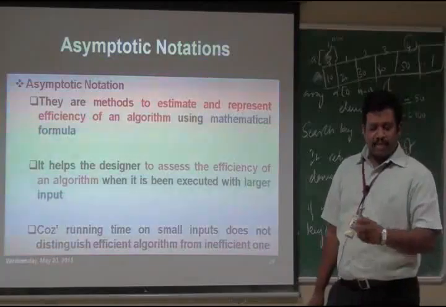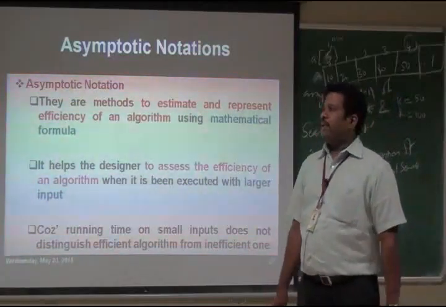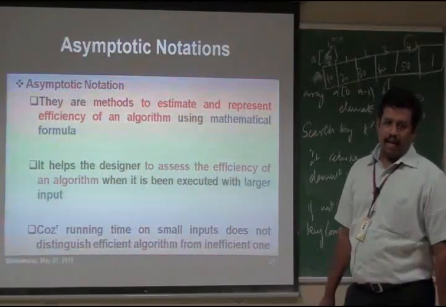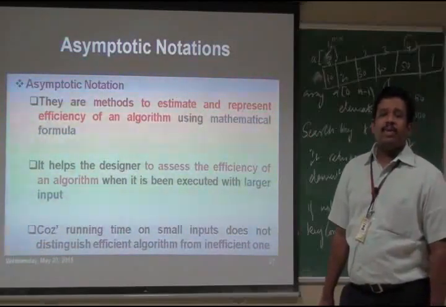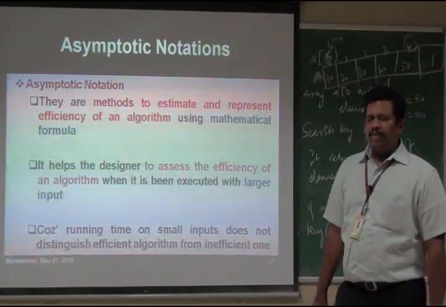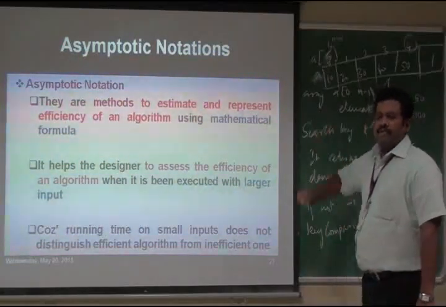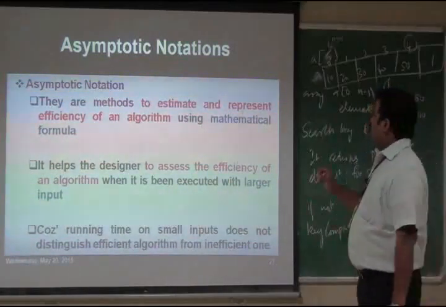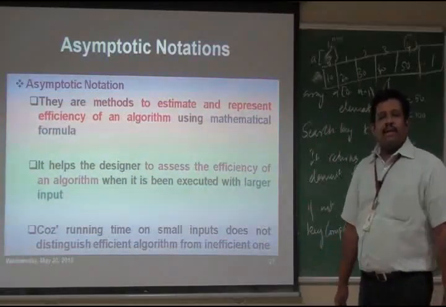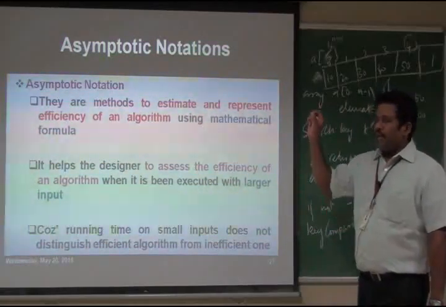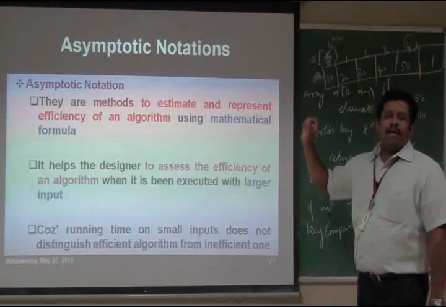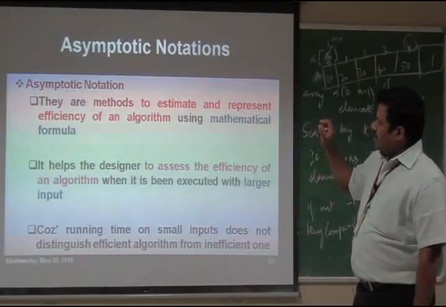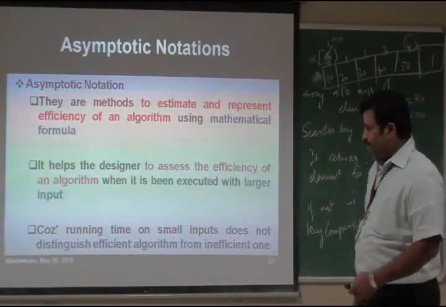So asymptotic notation means what? It is nothing but a method which is mainly used to estimate the efficiency of an algorithm when the algorithm is executed with larger input instances. With reference to the examples we practiced on the system or a board, we used to practice with smaller sets of inputs, for example, n equal to 5, n equal to 10, n equal to 20. But asymptotic notation asks you to execute algorithms with larger inputs. So it is a method used to estimate the efficiency of an algorithm.